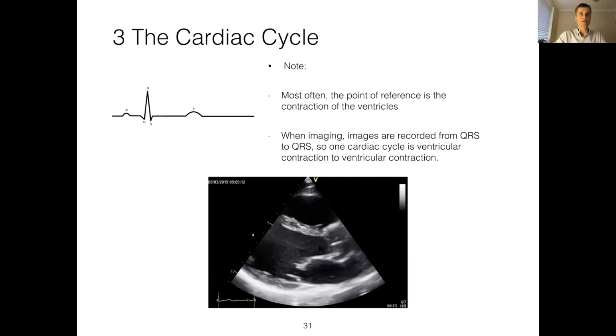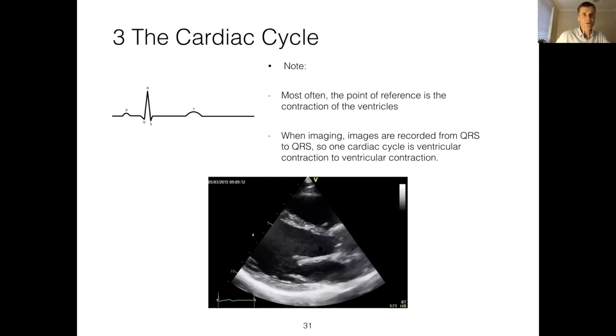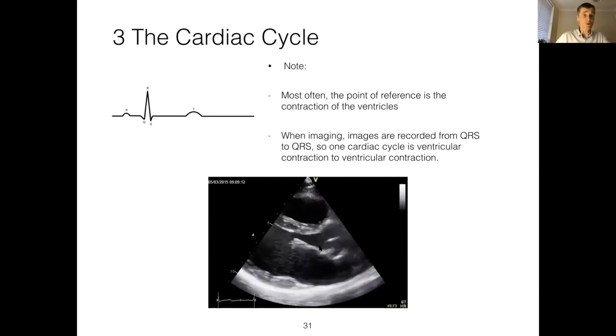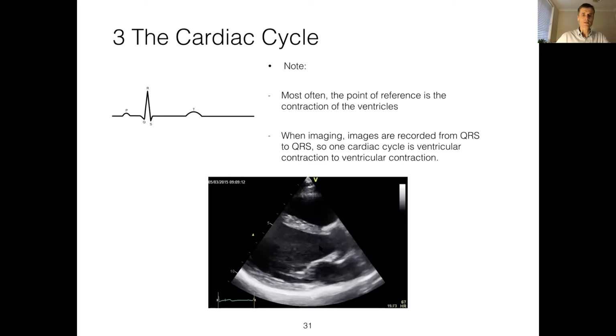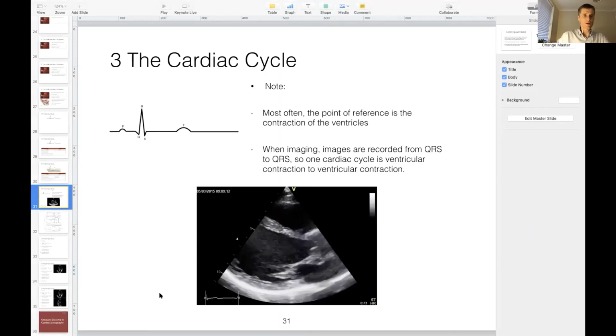I think that's just an important thing to appreciate. Once you get used to it, it makes complete sense and you don't think otherwise. So if you take one cardiac cycle or two cardiac cycles, the machine's default will be to capture an image from a QRS complex until the next one. Something to bear in mind.